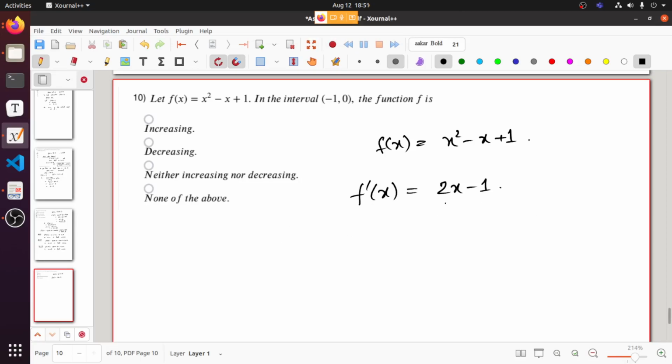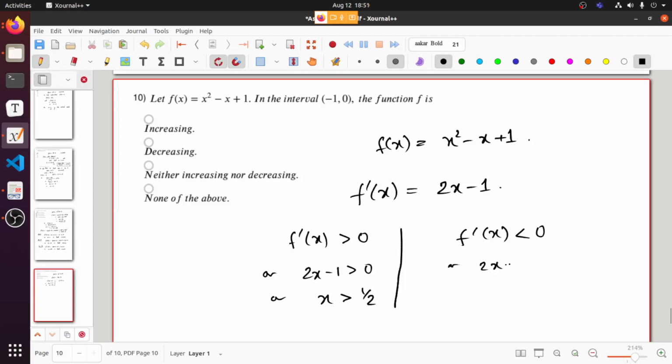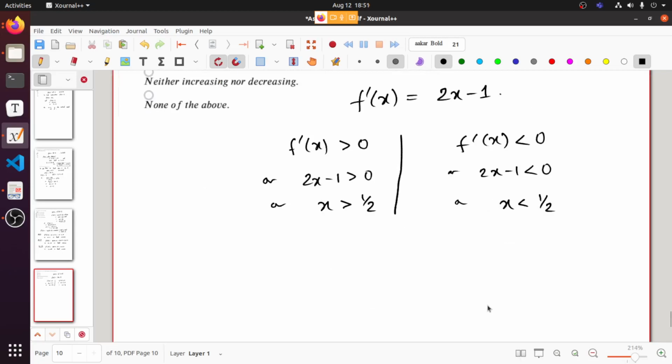So 2x minus 1, right? When it will be positive, 2x minus 1 should be greater than 0, x should be greater than half, then it will be positive. And where f dash is less than 0, 2x minus 1 should be less than 0, or x should be less than half. So this is the point half. For all the x which lies here, f dash is greater than 0 in this part, and in this part for x less than half, f dash is less than 0, right?